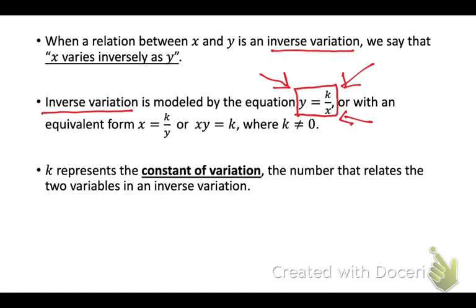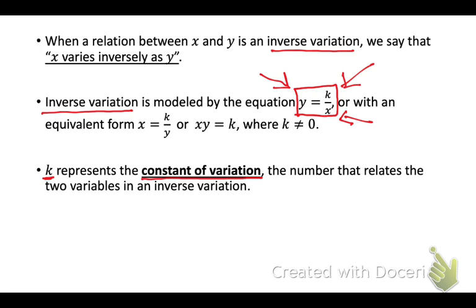Well, we know what an x is, yes? We know what a y is. You don't know what a k is, do you? K is the constant of variation. That is the number that relates the two variables in an inverse variation. So a constant, it could be a half, -1, 6. It's how things vary, okay?